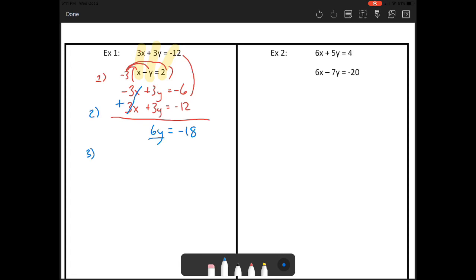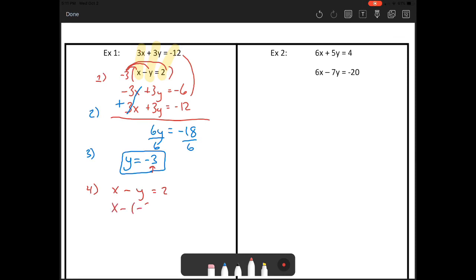Step 3 is going to be solving for that y. So I'm going to divide by 6 on both sides, and I'm going to get y equals negative 3. And that's going to be my first variable. So from there, I'm going to go to step 4, which is plugging in this variable into one of my equations. So I'm going to do x minus y equals 2.